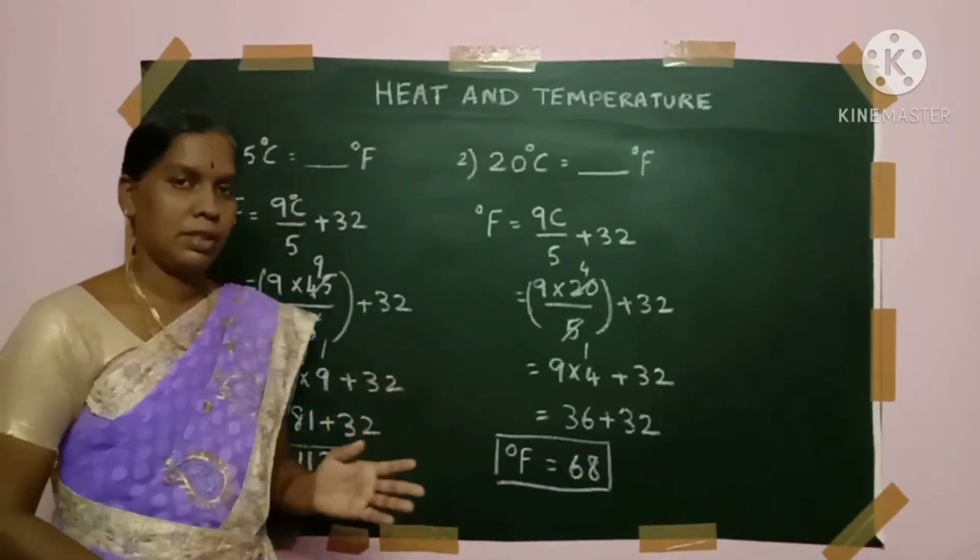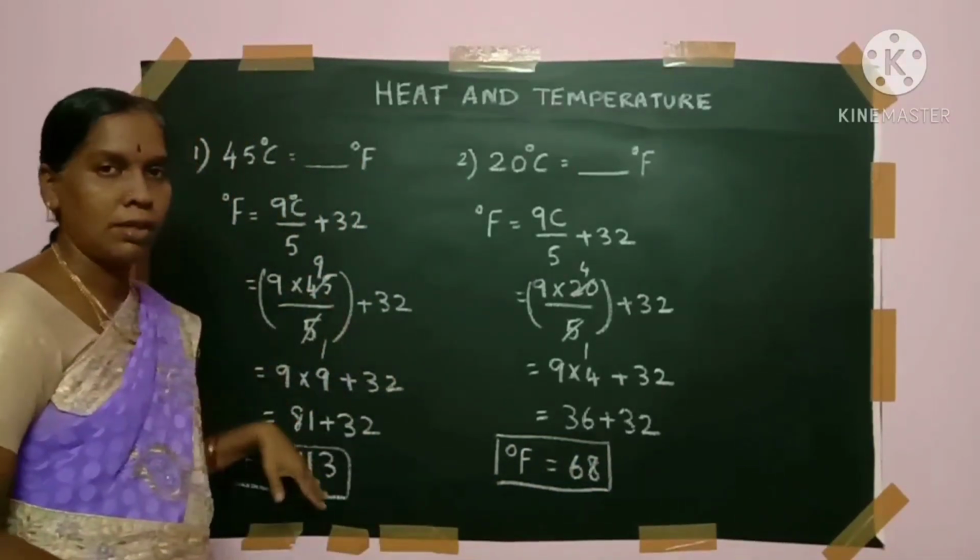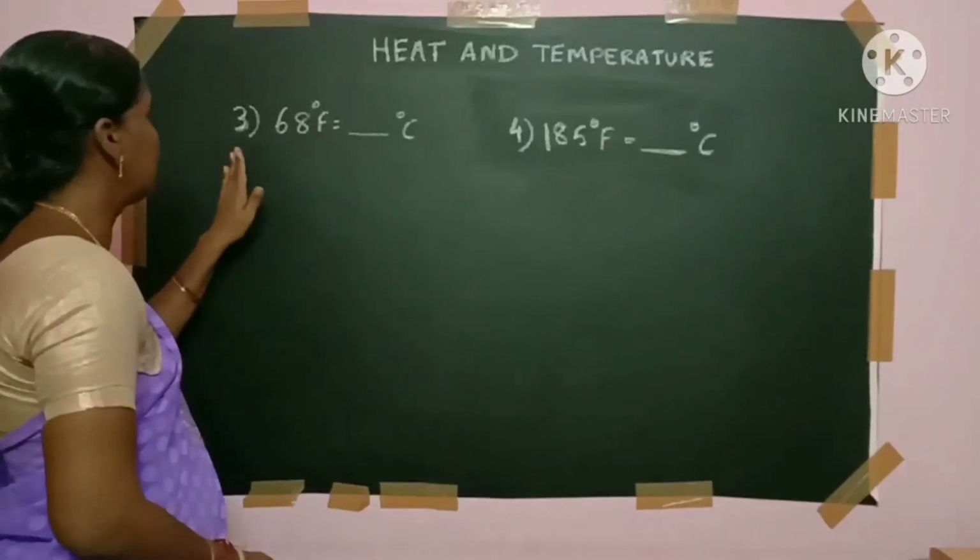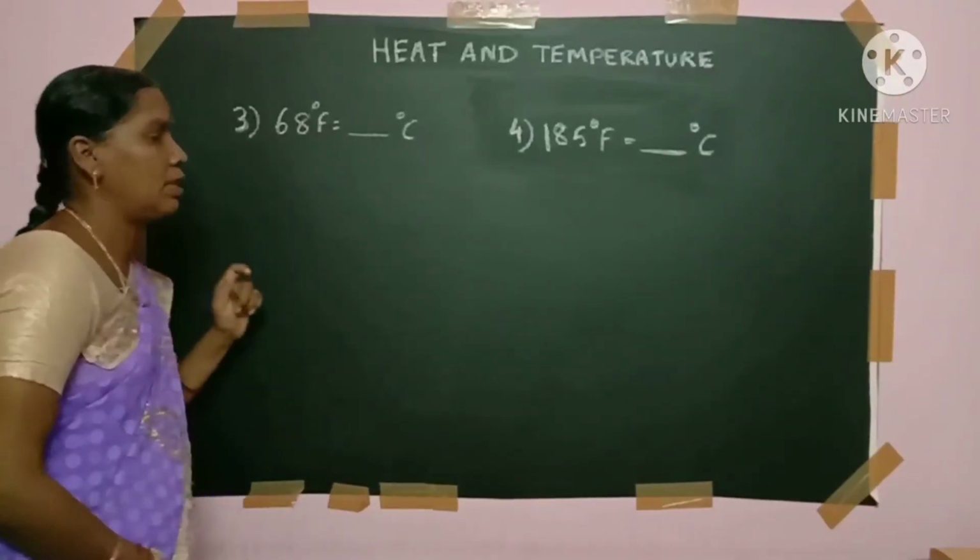So whenever conversion takes place, first you have to write the formula, then only you have to substitute. The third sum: 68 degree Fahrenheit is equal to dash degree centigrade.